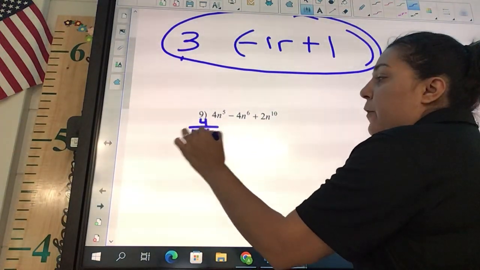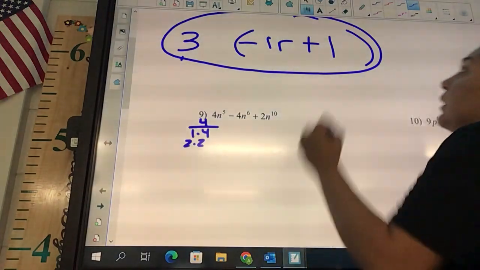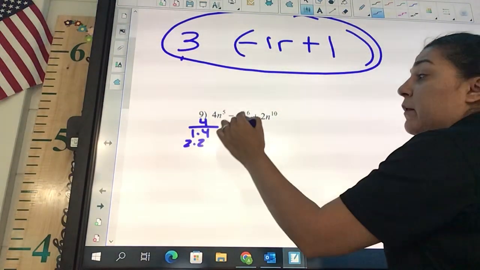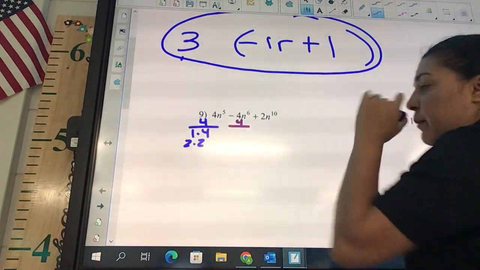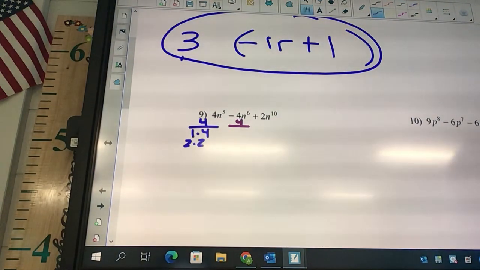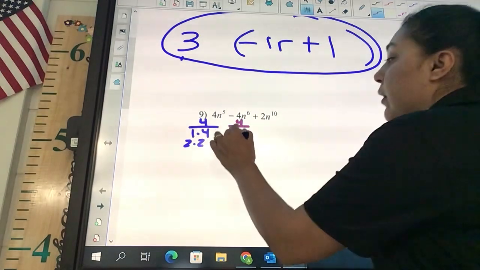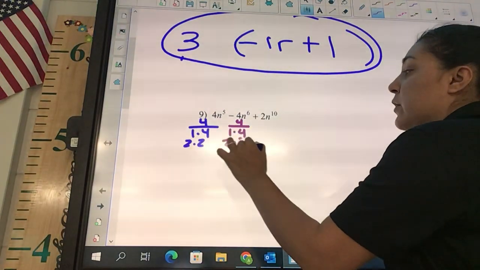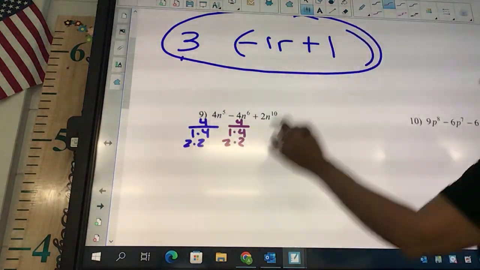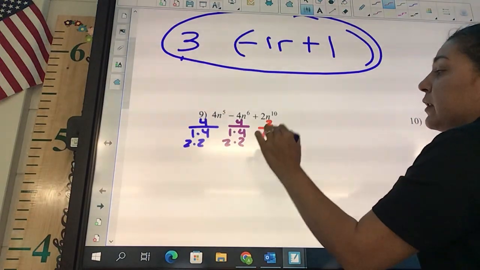Well, we got 1 and 4, 2 and 2. Okay, and then you would do this number, which is also a 4. But if it was like, I don't know, 4, 8, and 2, you would have to do the 8. Okay, so we got 1 and 4, 2 and 2. And then we can do this guy, is a 2, and it's 1 and 2.